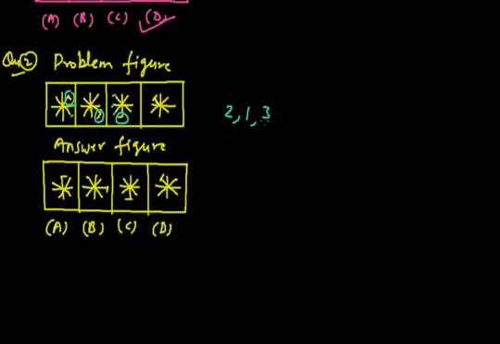Then according to this, the series is alternately 1, 3, 2, 3, 4 and 1, 1. So in the next figure the sign moves in clockwise direction by a position of 1. So here the answer is option A.